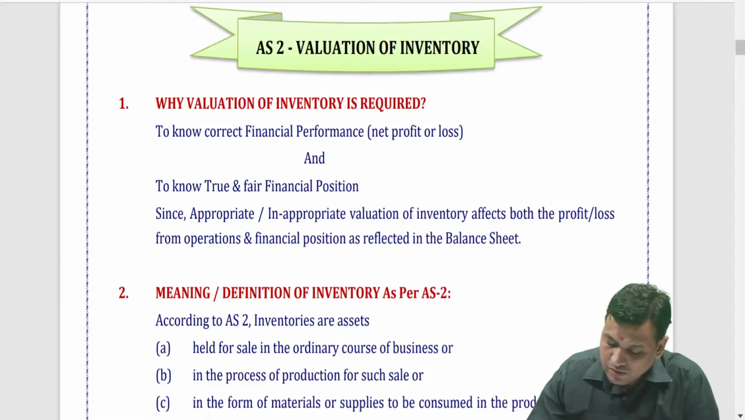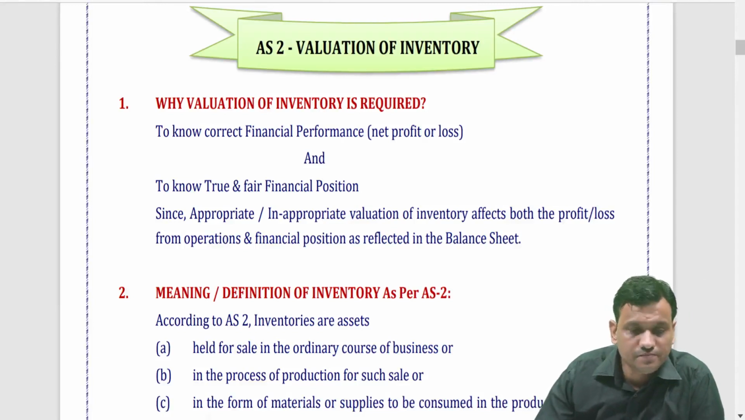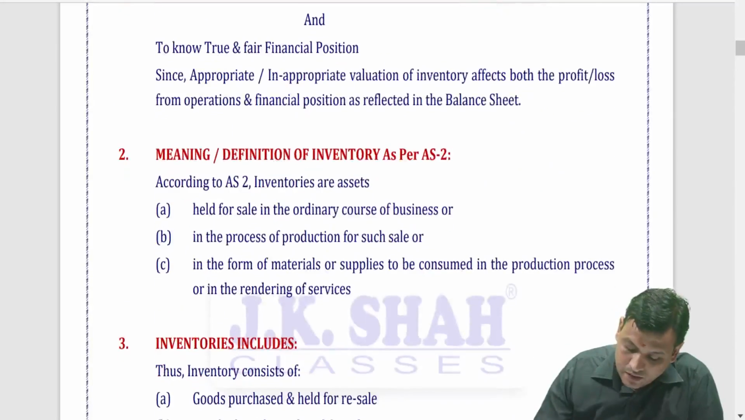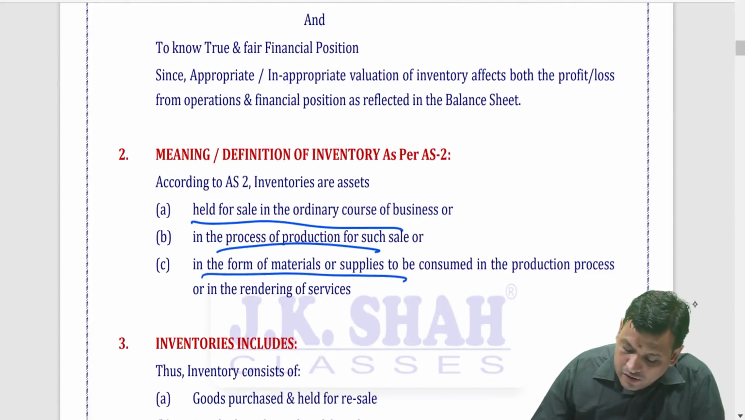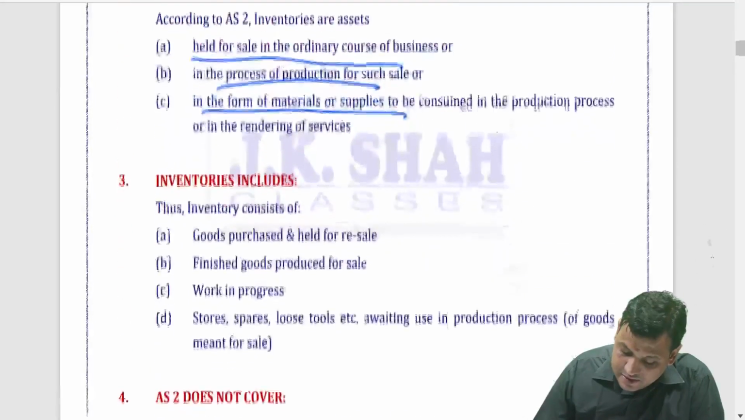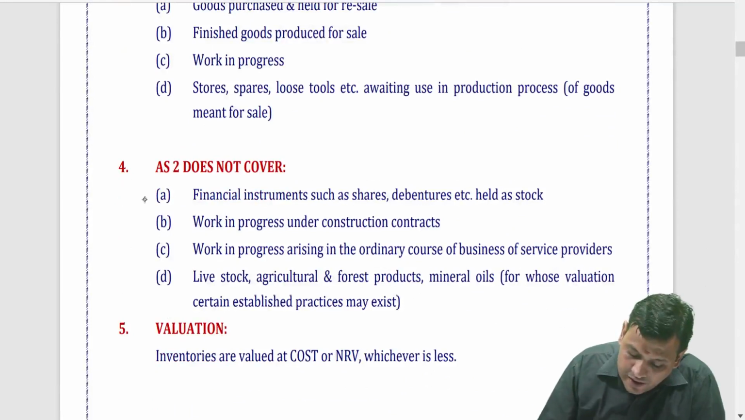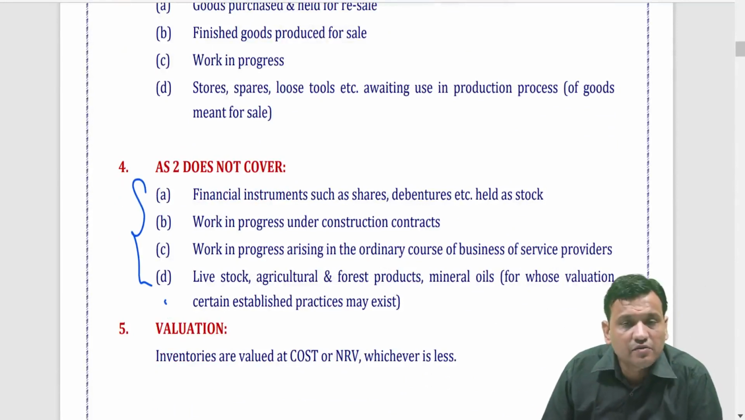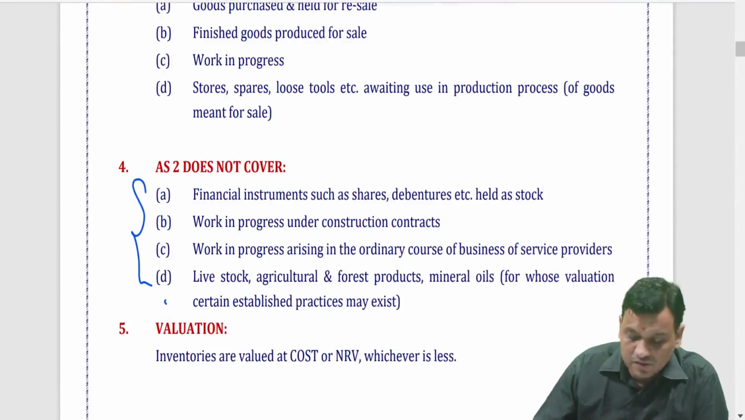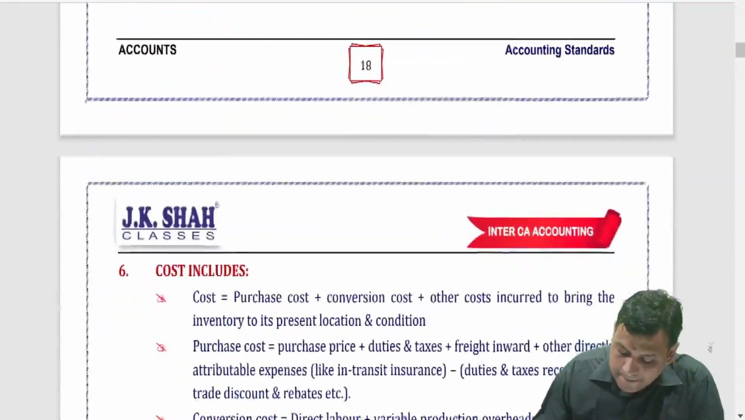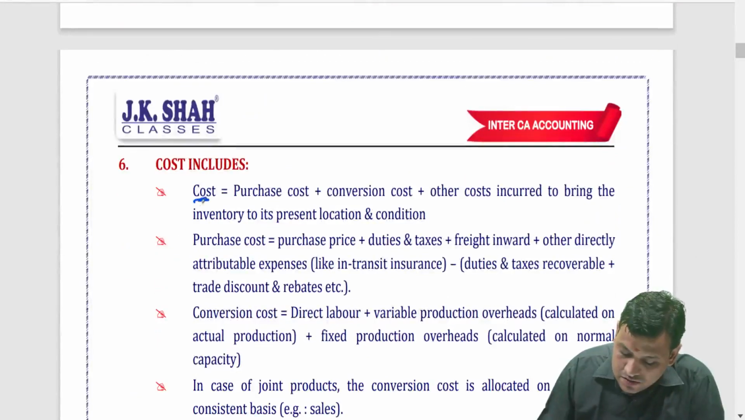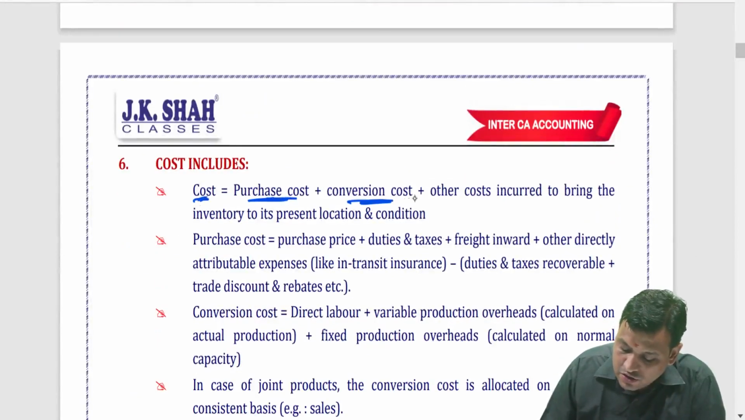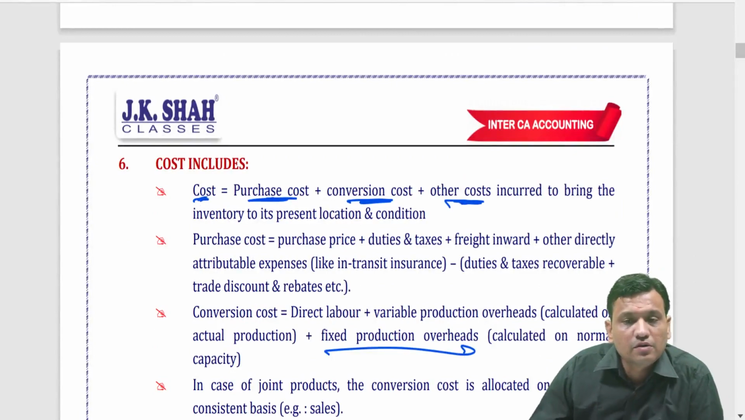So this is what our theory also says. This is our definition: held for sale, in the process of production, or in the form of material and supplies. Four areas do not get covered, the fourth one being producer's inventory. Cost includes purchase cost, conversion cost and other cost. And then of course, fixed overheads are allocated on normal capacity.